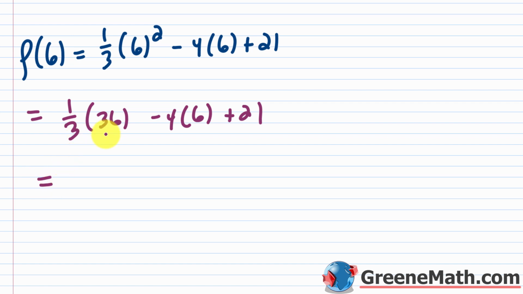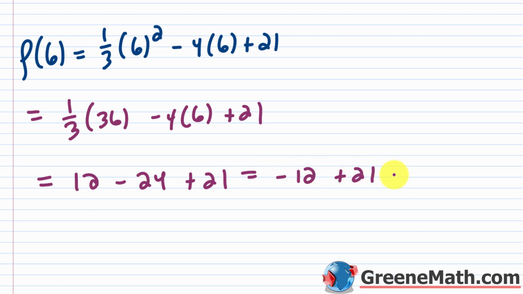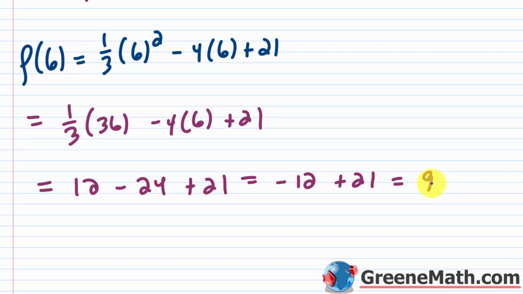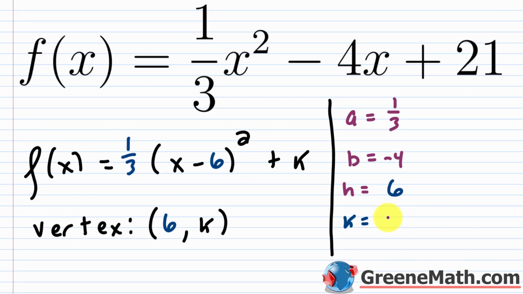So 1/3 times 36, that's the same thing as taking 36 and dividing by 3. That's going to be 12. So 12, and then minus 4 times 6 is 24, and then plus 21. So 12 minus 24 is negative 12, and then plus 21, this is going to be positive 9. So coming back up, this right here, this f of 6 would be positive 9. So let me erase this and erase this. And so the vertex form is f of x equals 1/3 times the quantity x minus 6 squared plus 9. And then the vertex occurs at 6, 9.